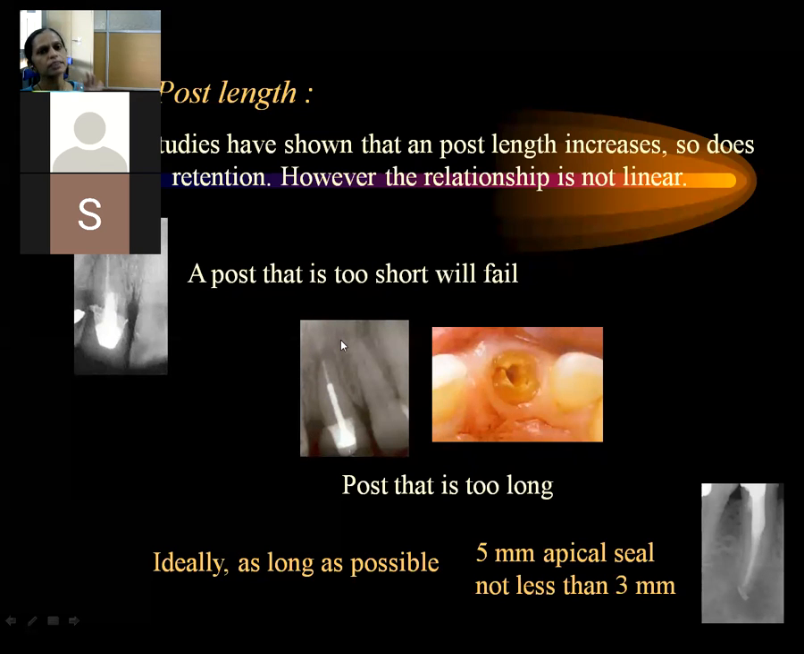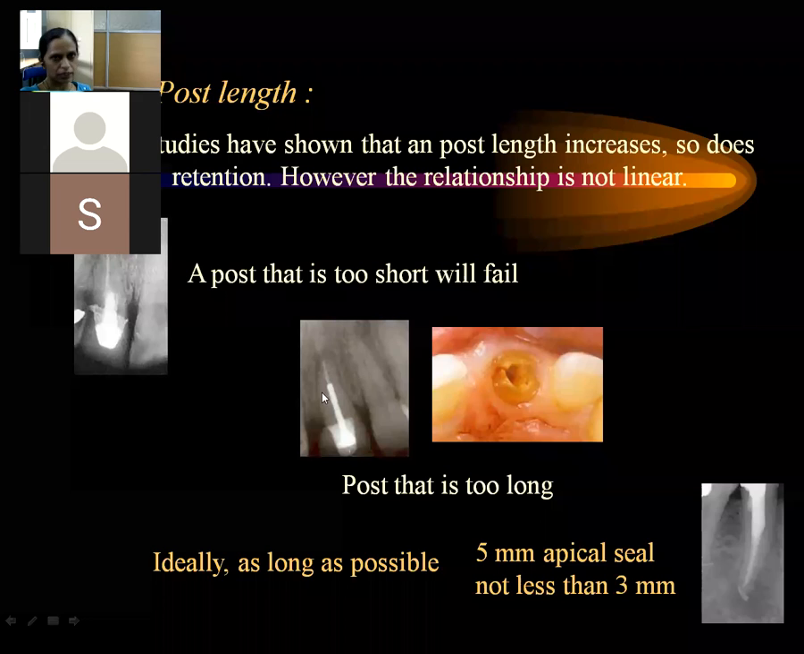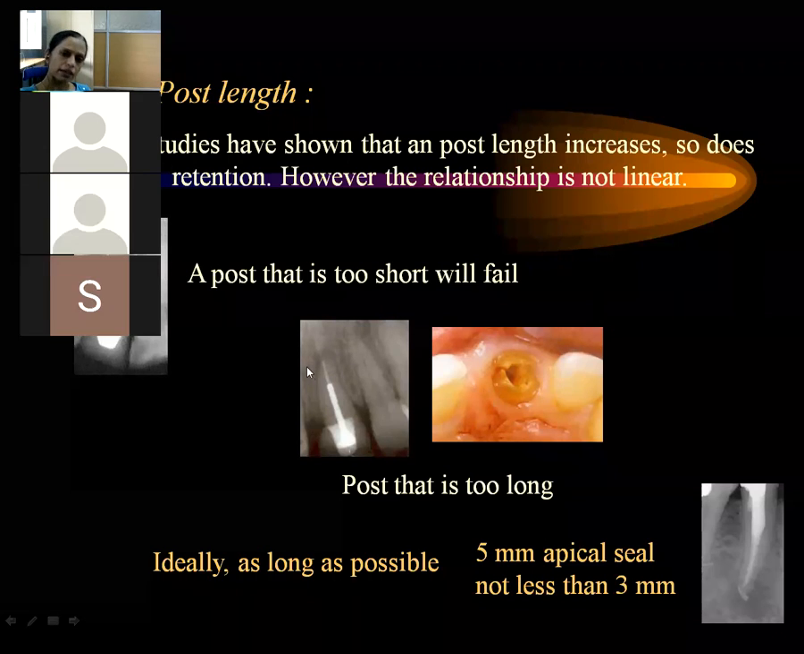Never ever should the seal be less than 3 millimeter. Ideal seal is 5 millimeter. Am I clear? Ideal apical seal should be 5 millimeter. If it is less than that, 3 millimeter, it is a compromise. And below 3 millimeter, it is of no use. So the length should be 2/3 of the root length.